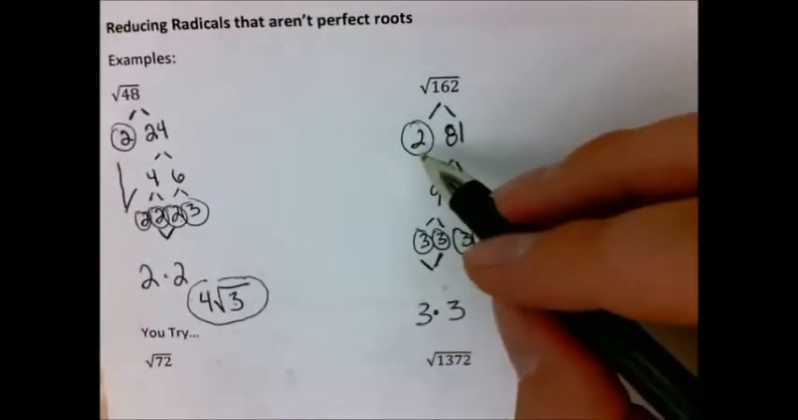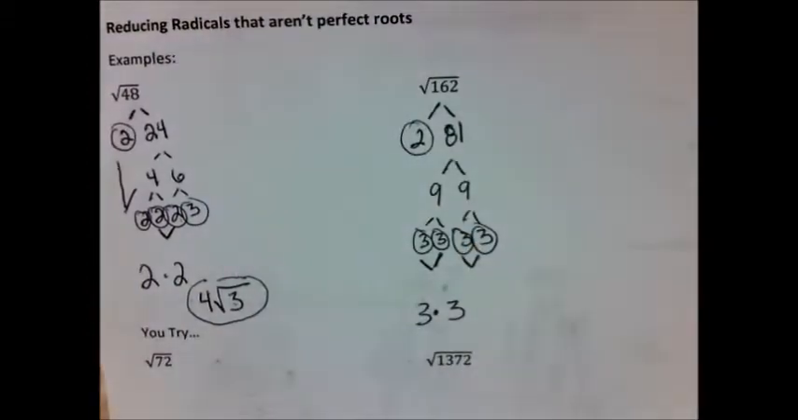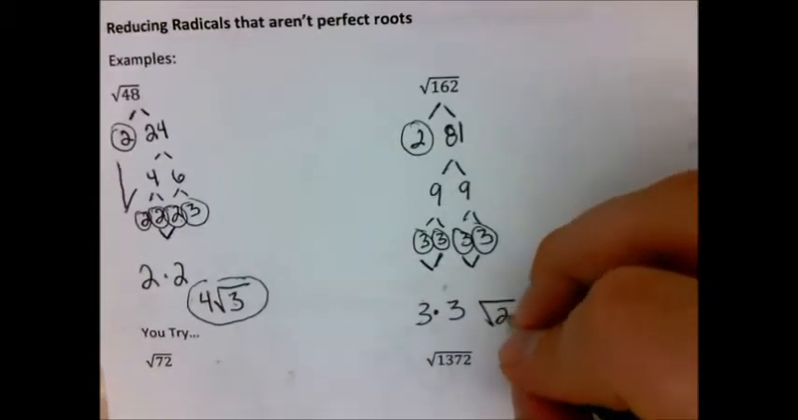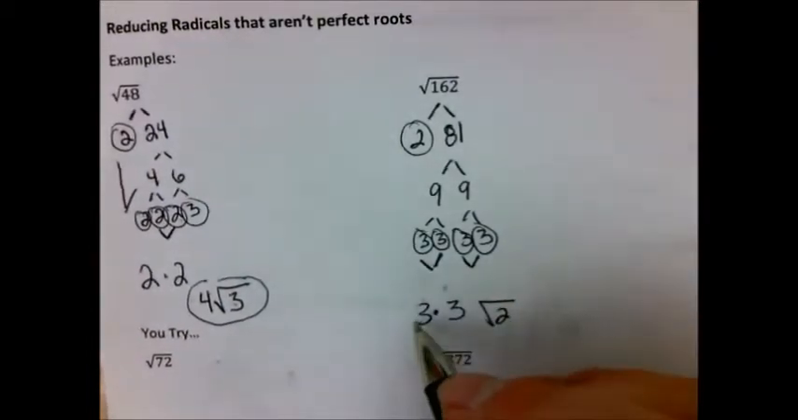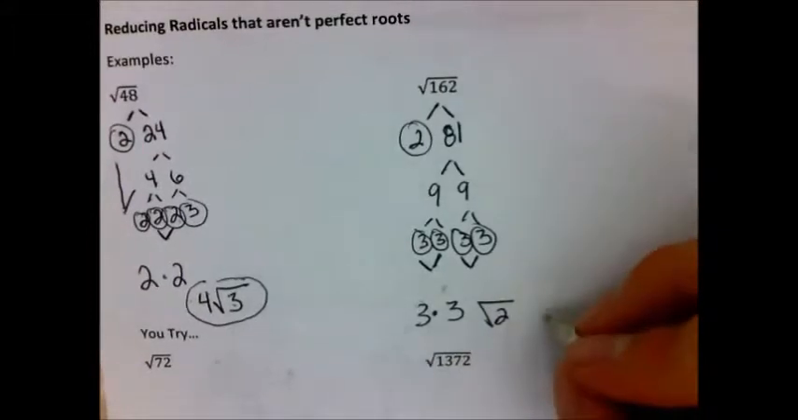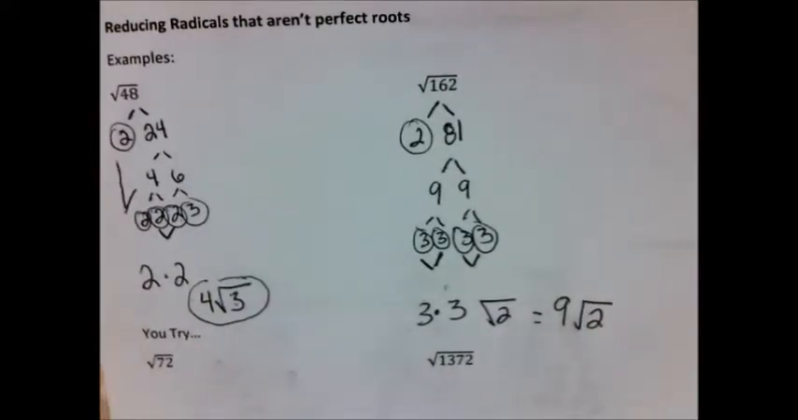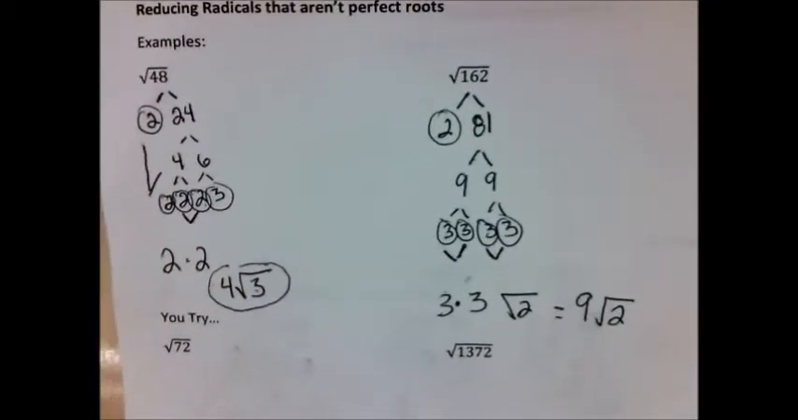But this 2, once again, it's lonely. It can't do anything because it doesn't have a partner to come out of the house with. So we're going to leave it under the radical. We're going to take these 2 numbers, 3 times 3, which is 9. So we'll get 9 square root 2. Write that down for me.